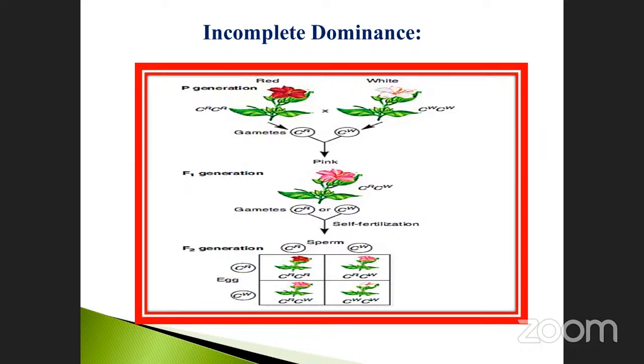Then again, what happened? Again, cross with the same, self-pollination. You already know, F1 into F1, so you will get 4, similar to the monohybrid cross. 1 is red, 2 are pink, and 1 is pure white in color. So here it is 25% red, 50% pink, and 25% white color.